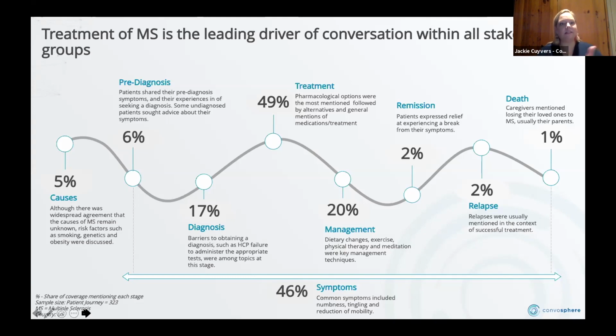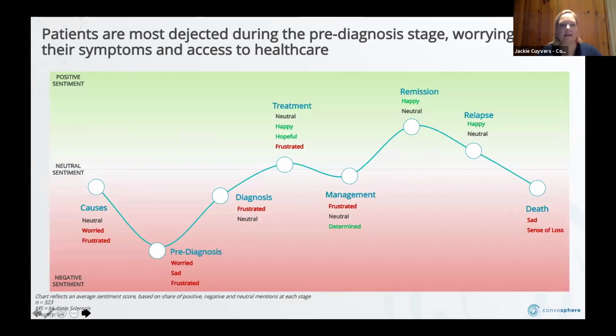So I know this is fairly typical of what you would expect to see along a patient journey. But where it gets more interesting is along that same journey, starting to categorize and understand the emotions that they're feeling. Unsurprisingly, pre-diagnosis is the lowest point for what the patients are feeling. They're feeling worried, sad, and frustrated that they don't have a clear diagnosis. They know something's going wrong, but they don't know what to do and what's going on.